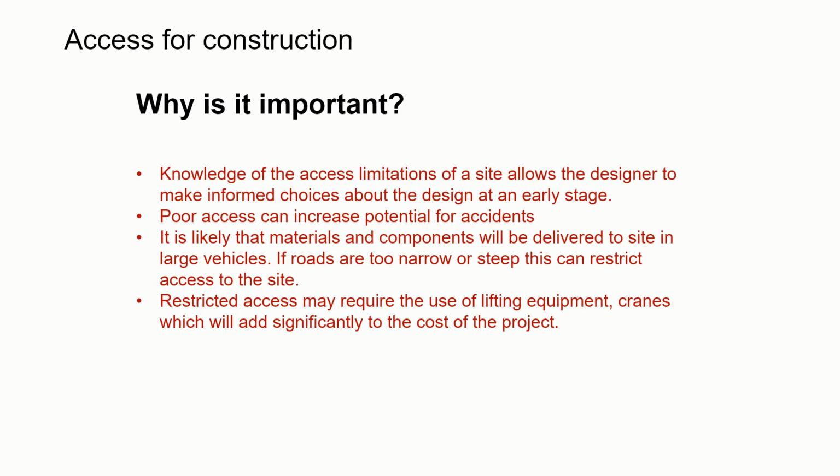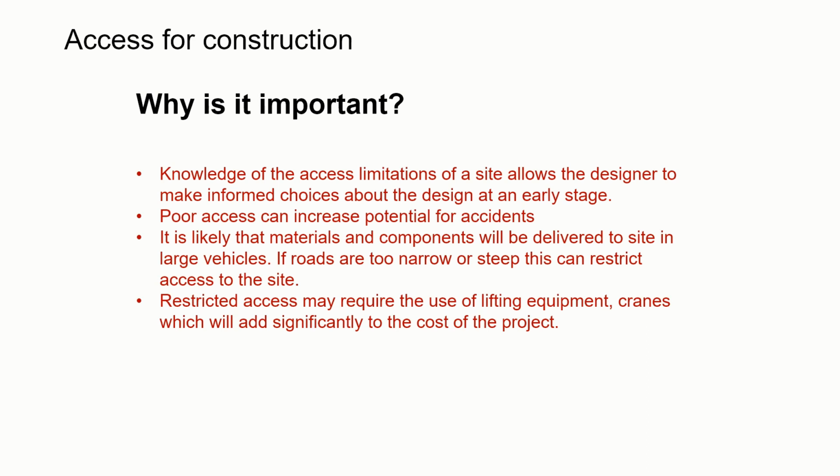If we look at the site and we can understand the access limitations of a site, it allows designers, architects, ATs to make informed choices about the design at an early stage. You can choose materials or you can choose methods right at the start because you understand the limitations. All designers have a responsibility to design buildings that can be built in a safe manner. So if access is difficult for construction, it can increase the potential for accidents.